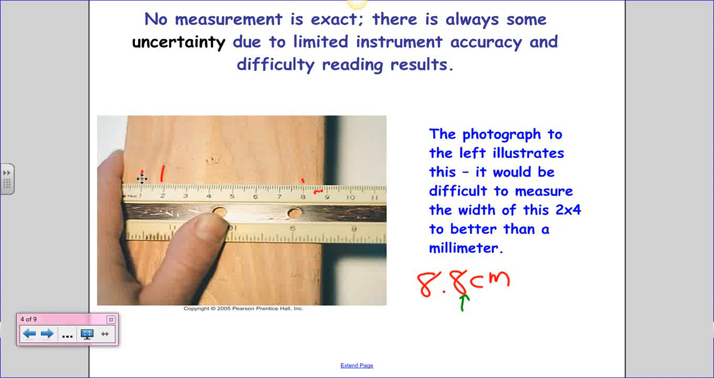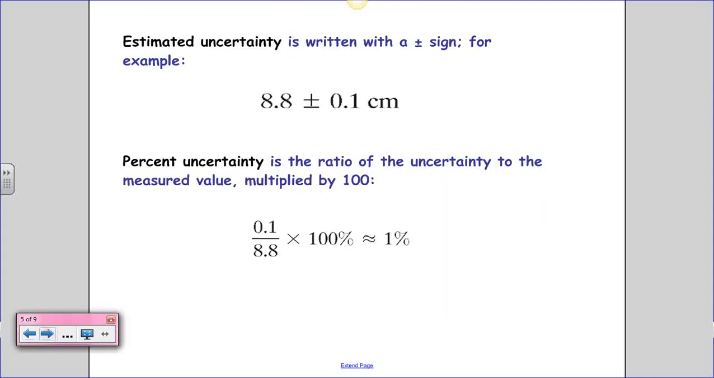So what we do is we write this uncertainty one of two ways. We can write it as an estimated uncertainty with a plus or minus sign, which means give or take. Or we can write it as a percent uncertainty, or a percentage of how much our uncertainty is.